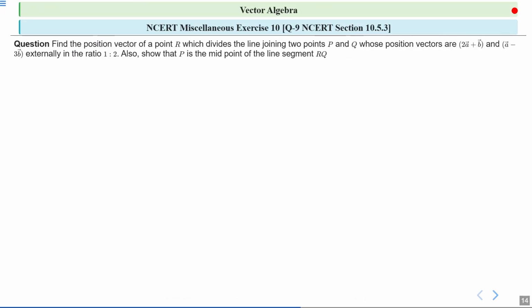Now let's see the next example. NCERT miscellaneous exercise 10, question number 9, which says find the position vector of a point R which divides the line joining 2 points P and Q, whose position vectors are 2A vector plus B vector and A vector minus 3B vector externally in the ratio 1:2. Also show that P is the midpoint of the line segment RQ.